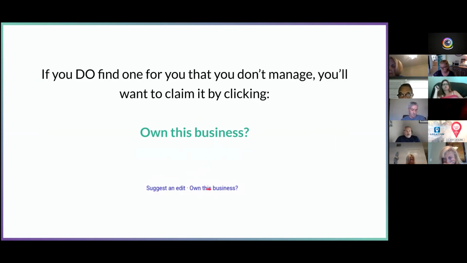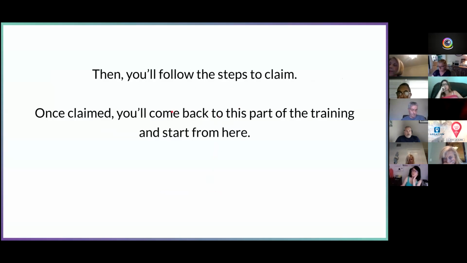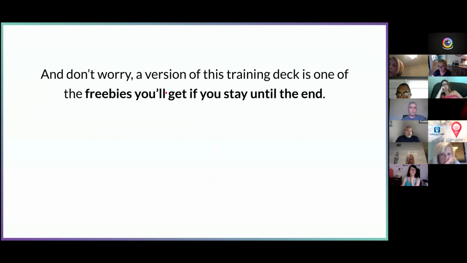You would start by clicking the link that says own this business, and then Google will provide you some prompts to follow to go through the claiming process. Because like I said, we don't want to have duplicates out there. Now, if you don't find one, then you would just go and set one up from scratch. As I just mentioned, we don't want duplicates. So you would go through, you would claim it, and then you'll come back to this part of the training and start from here.